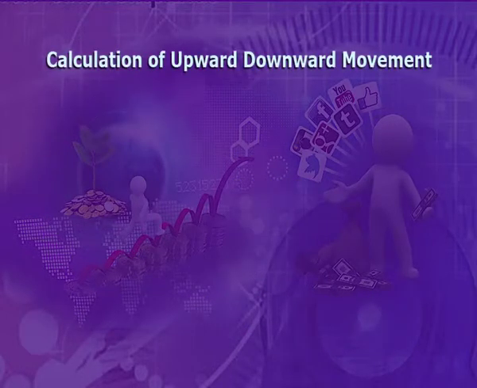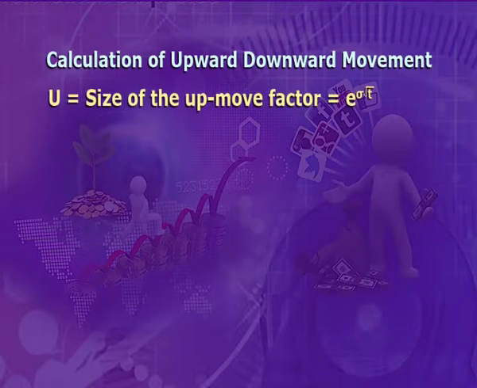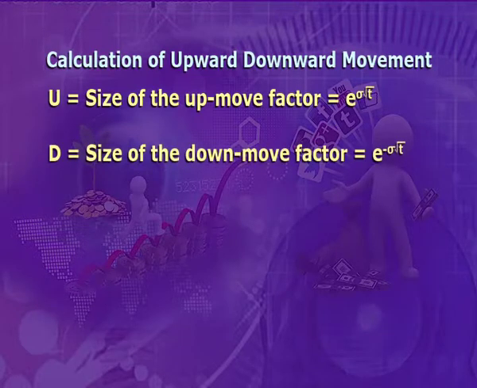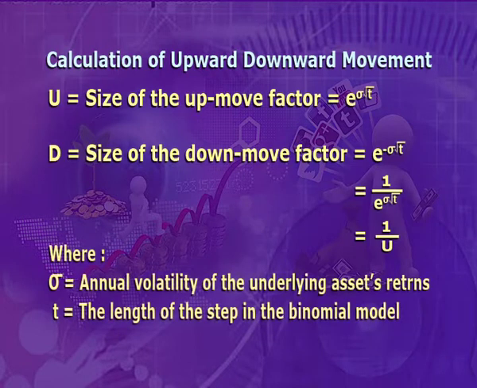Calculation of upward-downward movement. U is equal to the size of the up move factor, that is e raised to the power sigma square root t. D is equal to the size of the down move factor, which is equal to e raised to the power minus sigma square root t, which is equal to 1 upon e raised to the power sigma square root t, equal to 1 upon U, where sigma is equal to the annual volatility of the underlying asset's returns and t is equal to the length of the step in the binomial model.